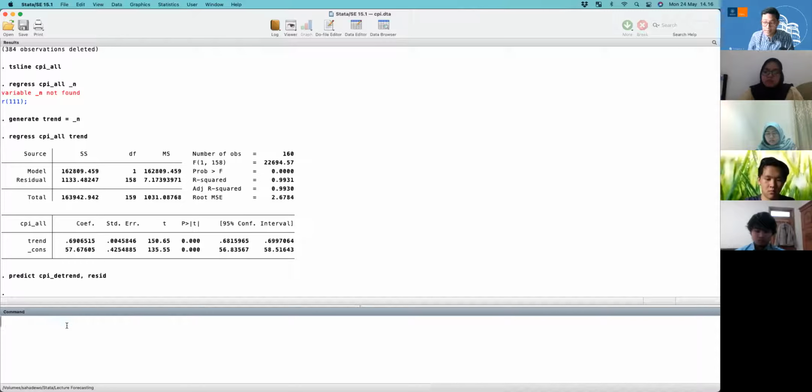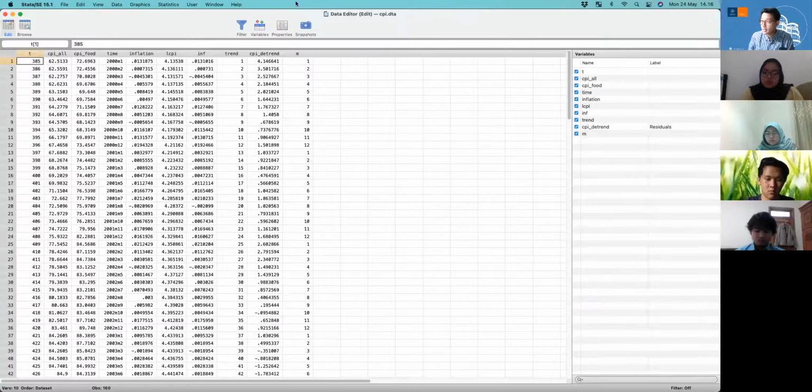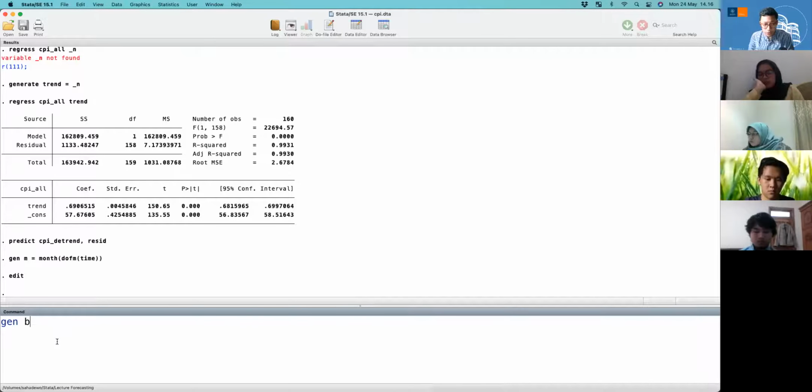So before I do that, I'm going to generate a month variable by extracting the month component of the time series called time. Now once you look at the data, you can observe the month identifier. So this is January, this is February, and so on. Now the next thing is I'm going to generate a dummy variable for the dry season, if the month is between May and September.